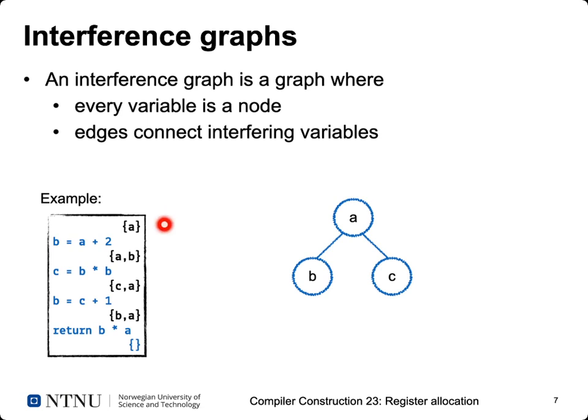So if we take a look at our interference graph, we just look at each of the sets for each of the instructions here. And so we see that we have an interference between a and b, so they're live at the same time here and also down here. So we get this edge in our graph here. And we have another interference between a and c in this second instruction here. So this creates this edge here.